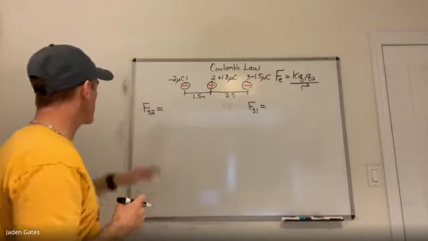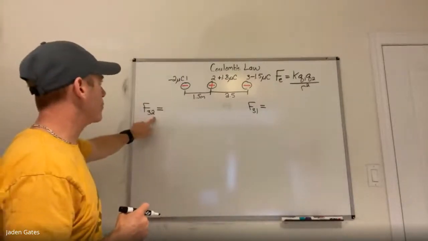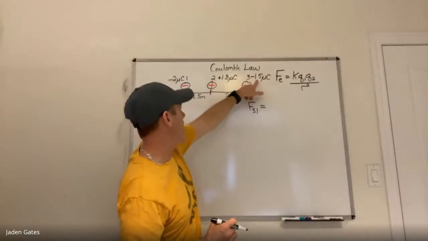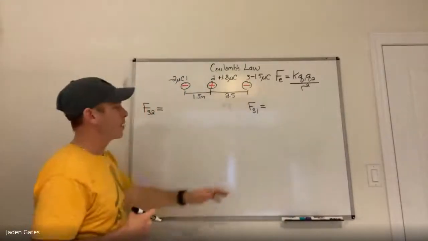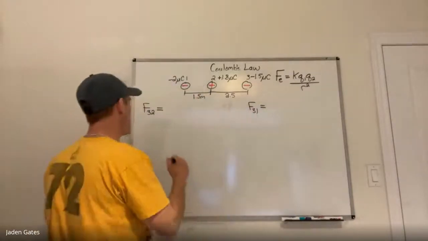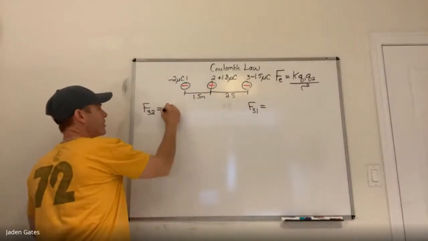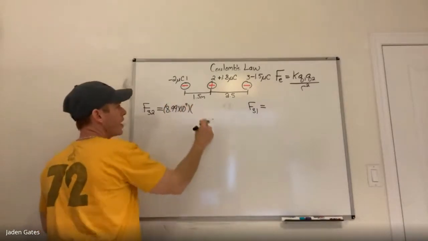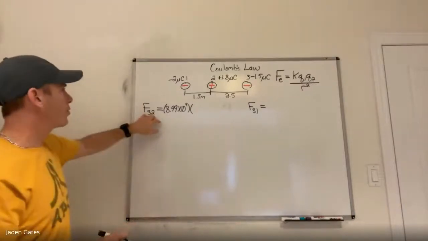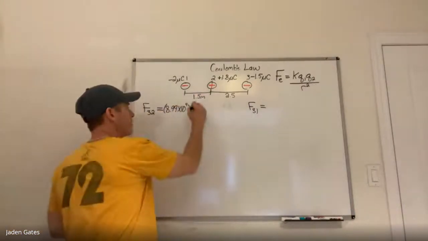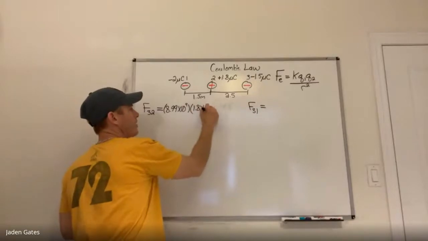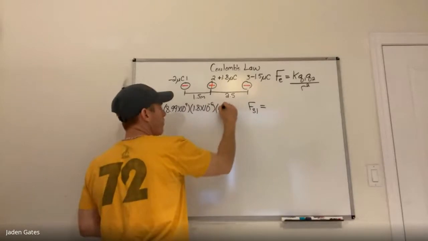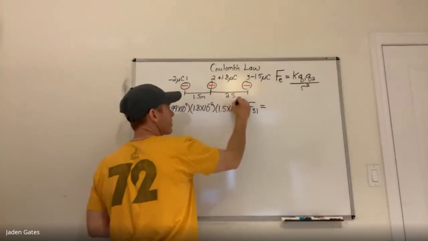All right, so let's go with the force on 3 by 2 first. Now, I've got my 2 charges, 1.8 microcoulombs and -1.5 microcoulombs. So I'm going to substitute into my Coulomb's law. And again, I got my K value, which is 8.99 times 10 to the ninth. Now I got my two charges. I'm dealing with 3 and 2. I got my 1.8 microcoulombs, so that's 1.8 times 10 to the power of negative 6. 3 is going to be 1.5 times 10 to the negative 6.